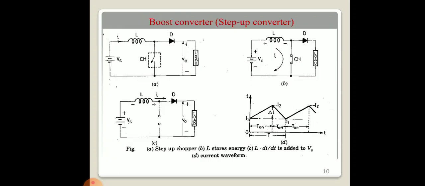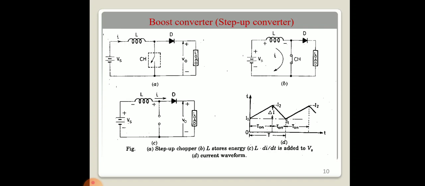Boost converter, it is a step up chopper. The circuit and waveform are shown. When the switch is closed, in the case of the boost converter, we use an inductor at the input terminal. When the switch is closed, current flows through Vs, inductor L and the switch. So the inductor voltage VL is equal to Vs.